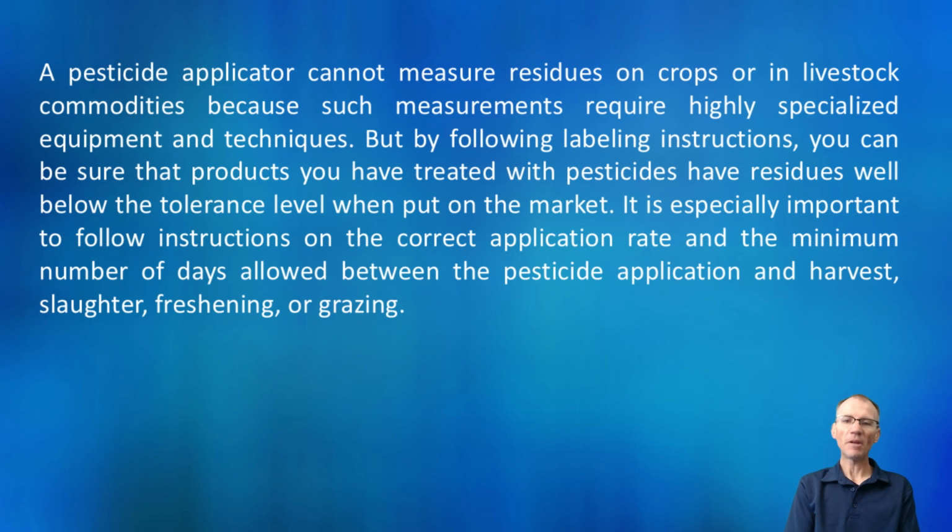A pesticide applicator cannot measure residues on crops or in livestock commodities because such measurements require highly specialized equipment and techniques. But by following labeling instructions, you can be sure that products you have treated with pesticides have residues well below the tolerance level when put on the market. It is especially important to follow instructions on the correct application rate and the minimum number of days allowed between pesticide application and harvest, slaughter, freshening, or grazing.